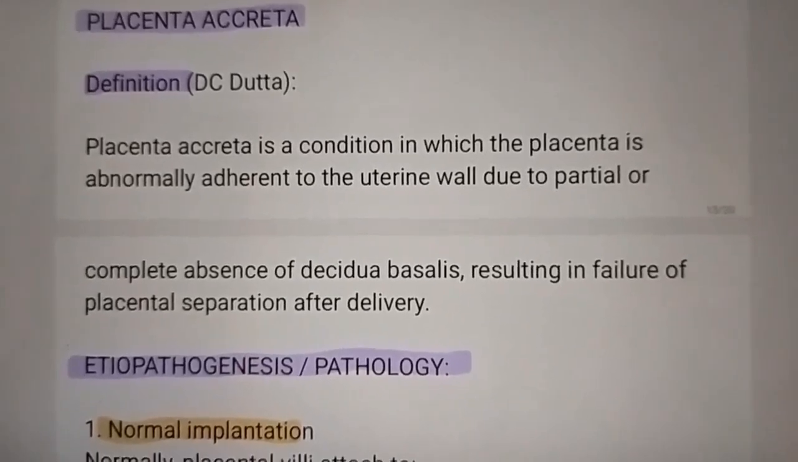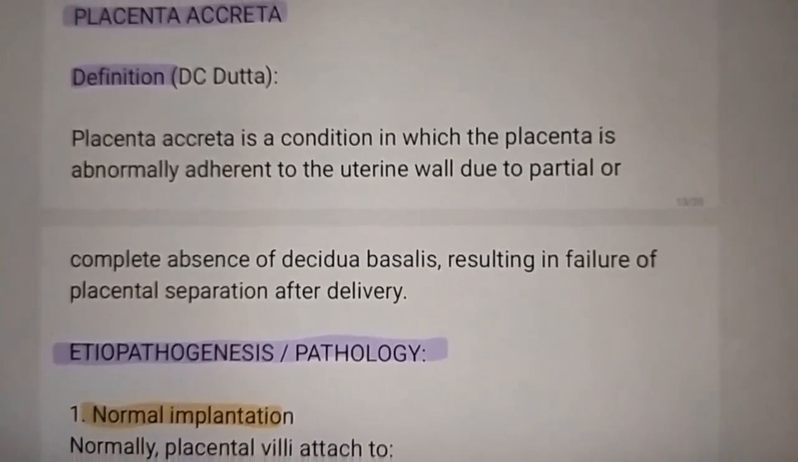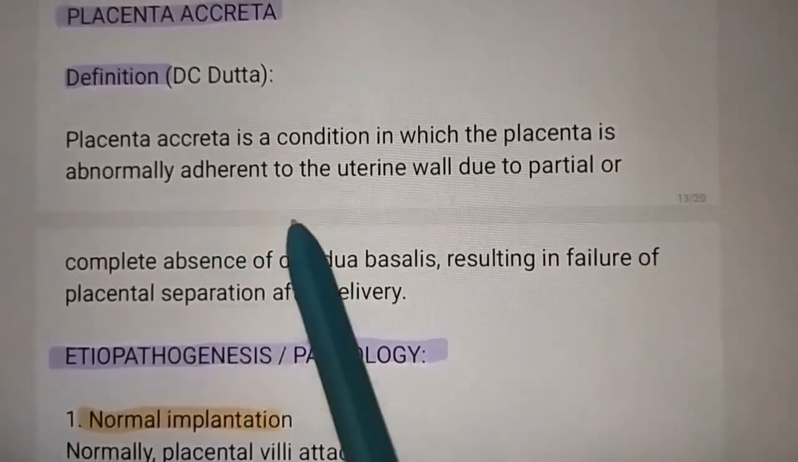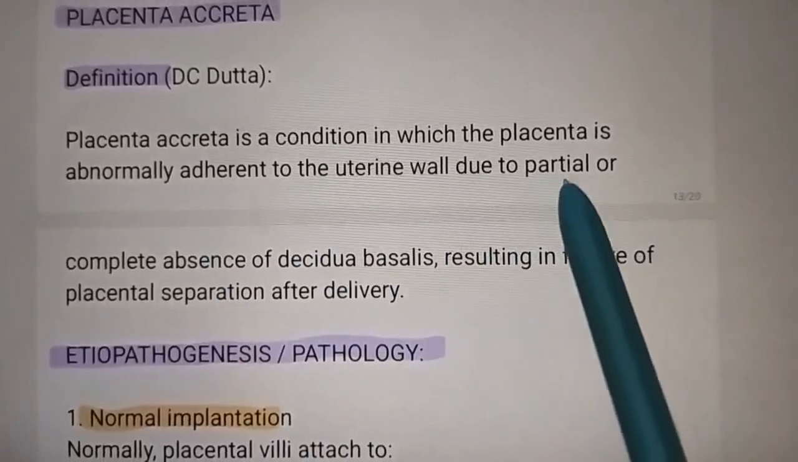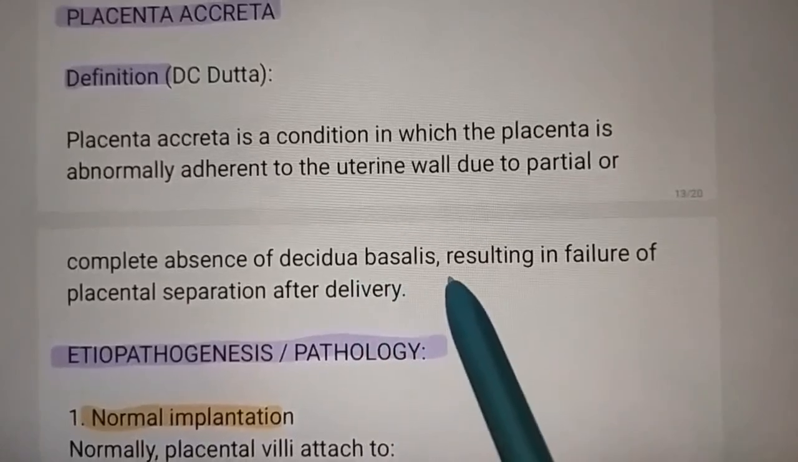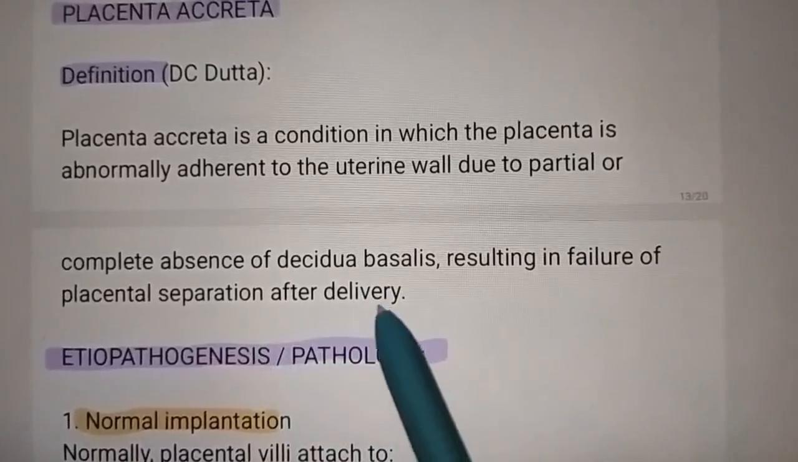So let's start. Placenta Accreta. This is the definition from Dutta. It is a condition in which the placenta is abnormally adherent to the uterine wall due to partial or complete absence of decidua basalis, resulting in failure of placental separation after delivery.